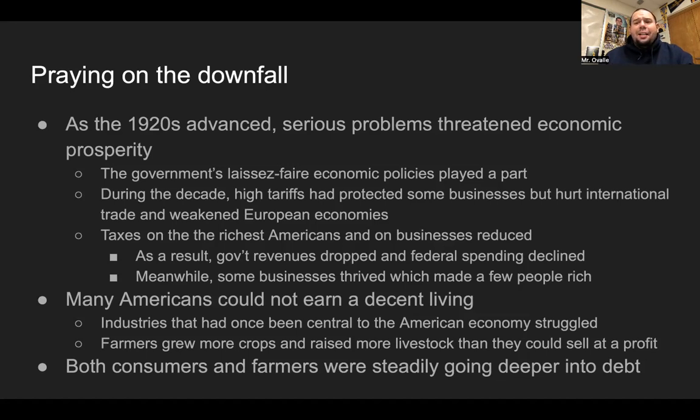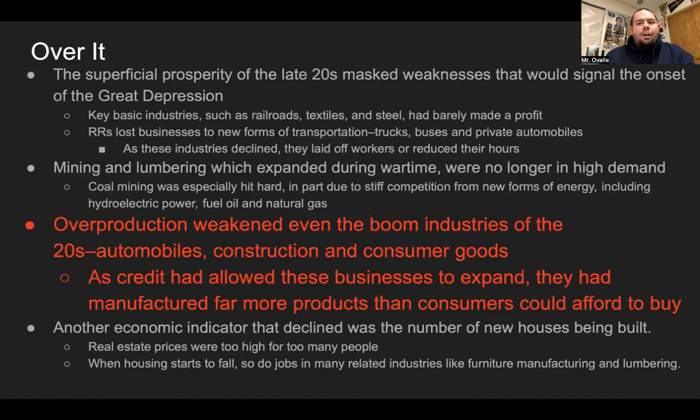And so it's kind of like that other lecture in the last chapter where we called it superficial prosperity, where all those things that we took notes on about the 1920s, couple that with all the highs and lows, and then couple that with people going deeper and deeper into debt and not caring. All right, over it. So the superficial prosperity, there's that word again, of the late 20s had massive weaknesses that would signal the onset of the Great Depression.